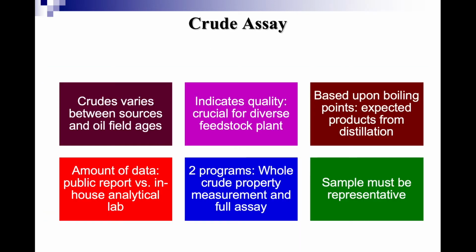Okay, for the crude oil assay, the crude varies between sources and oil field edges, as you can see from the previous slides. In order to indicate the quality, it is very crucial for the diverse feedstock plant, and it is based upon boiling points, and the expected product from the distillation process. The amount of data required is the public report versus in-house analytical lab. There are two programs, whole crude property measurement and full assay, and the sample must be representative of whatever composition that we extracted and distilled.